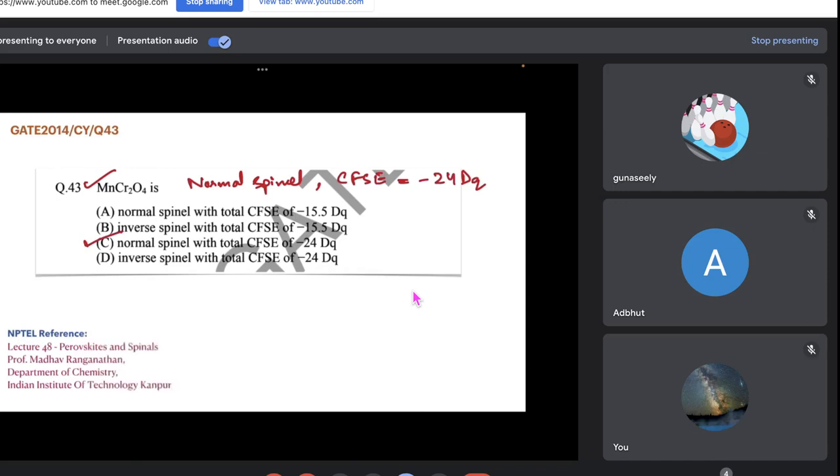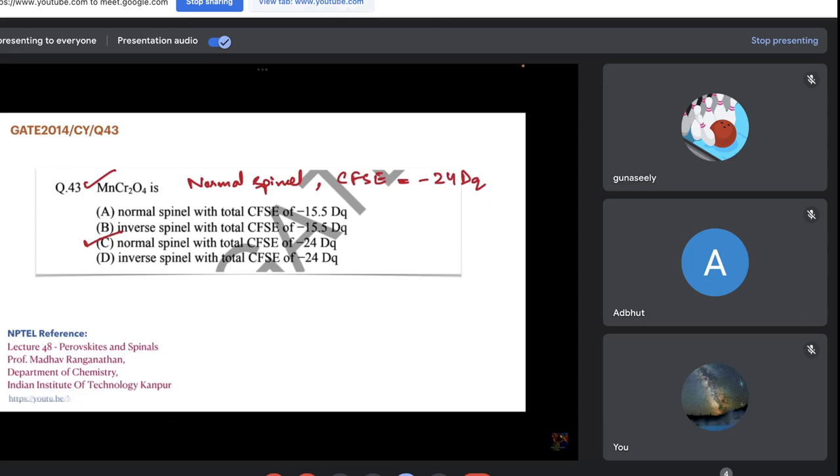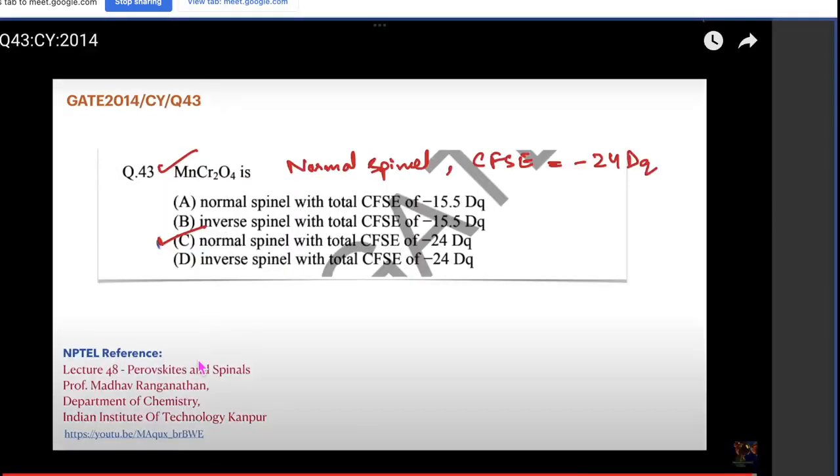So this is the correct option, and I recommend you go through the NPTEL reference lecture number 48, Perovskite and Spinels, by Professor Madhav Ranganathan, Department of Chemistry, IIT Kanpur. Here is the link below. Thank you.